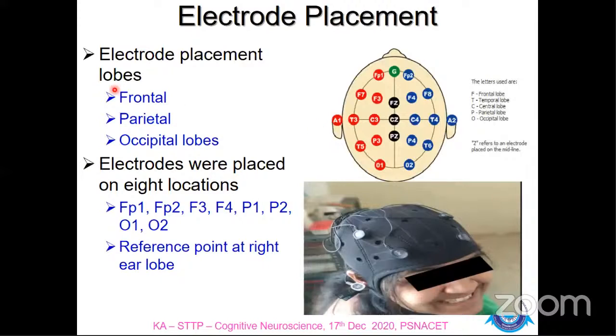This is the electrode placement. We consider the frontal, parietal, and occipital lobes. This is the actual setup and equipment. This is the EEG equipment, a wireless system, the Emotiv. The electrodes were placed in 18 locations on the left and right sides of the brain. These labels indicate the electrode locations on your system.